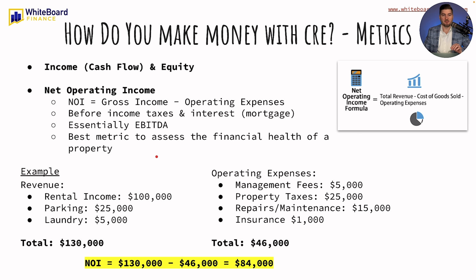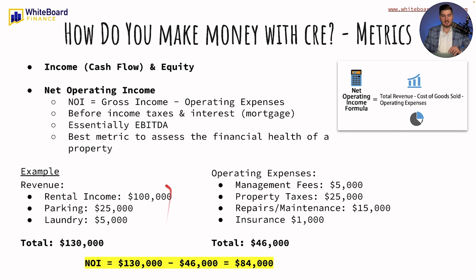Let's talk about net operating income. So net operating income is your gross income minus your operating expenses. This is before your income taxes and interest, which I talked about in the previous slide. This is essentially your EBITDA, as I mentioned, your earnings before interest, taxes, depreciation, amortization. This is the best metric to assess the financial health of a property. So let's go through a quick example here.